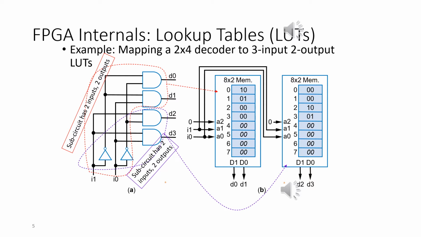So you can see over here, when I0 and I1 are given 0 0, only D0 will be given 1, and the rest of the outputs will be 0. Similarly, when we give 0 1, then D1 will be 1 and the rest of the outputs will be 0. Giving 1 0 will make D2 1 and the rest of the outputs 0. Similarly, 1 1 will make D3 1 and all the other outputs will be 0. This is how the decoder works, implemented using 3x2 lookup tables.